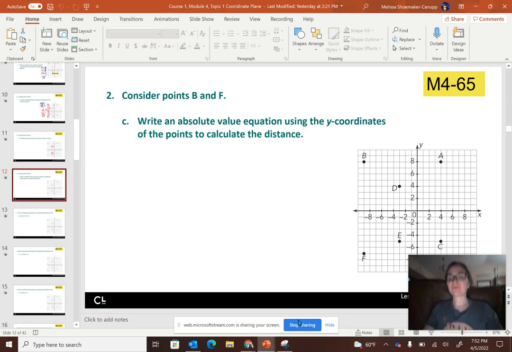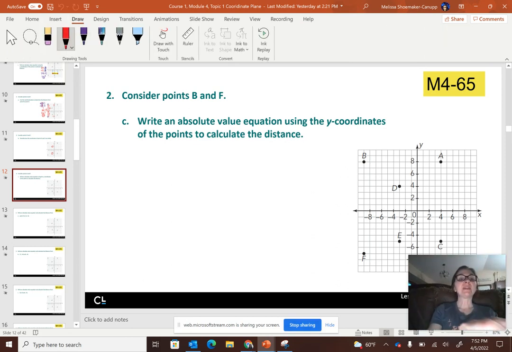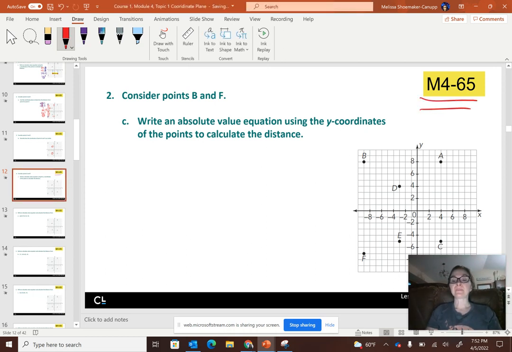Okay, we're going to start off with a little bit of review. Some of you had a little bit of trouble with finding the distance between 2 points. So I'm on page M465. This is where you were working yesterday. And you may have these, you may not. I'm just going to do a few more examples because what we need to make sure that we're doing is writing the absolute value equation.